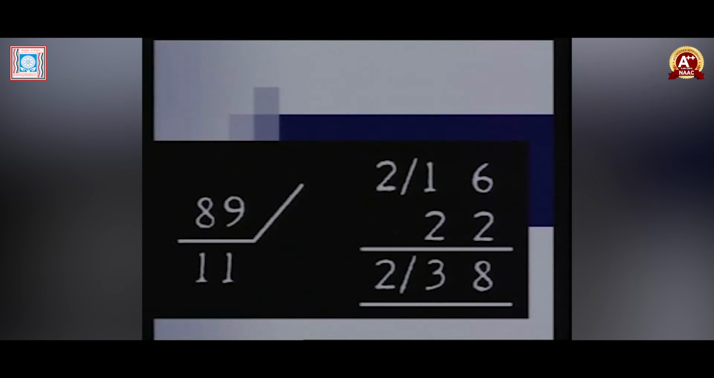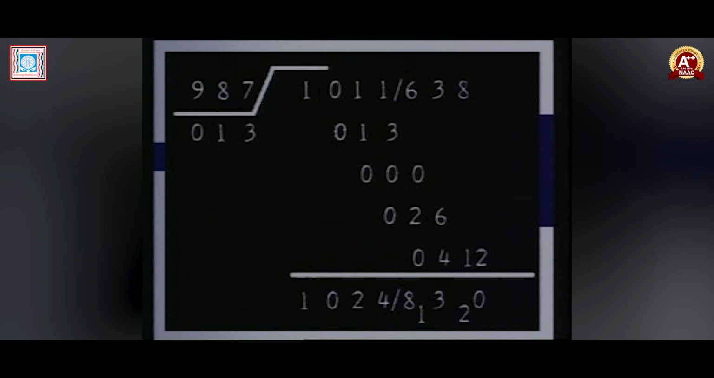Let's take another example of division of a big number consisting of 1011635 as we see in the next slide. I want to divide it by 987. The procedure is exactly same.